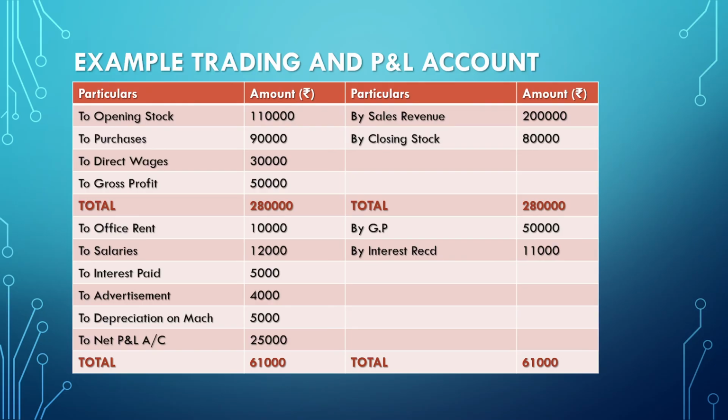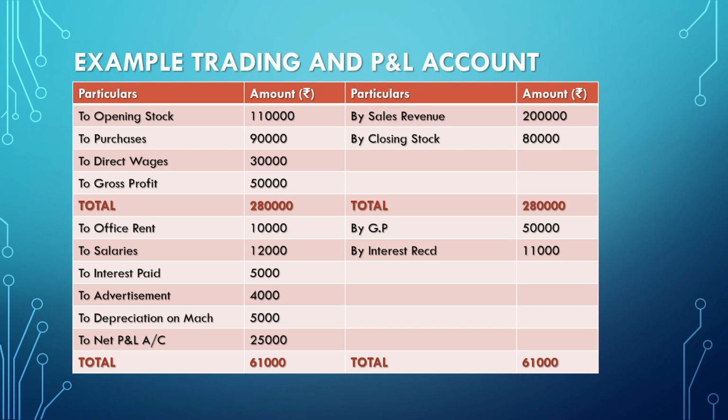Now, here you can see how the trading account is prepared first to find a gross profit. Okay, then the gross profit is carried over to the P&L account, and from the gross profit, we deduct all the expenses to arrive at the net profit. Okay, let's look at it as an example again.